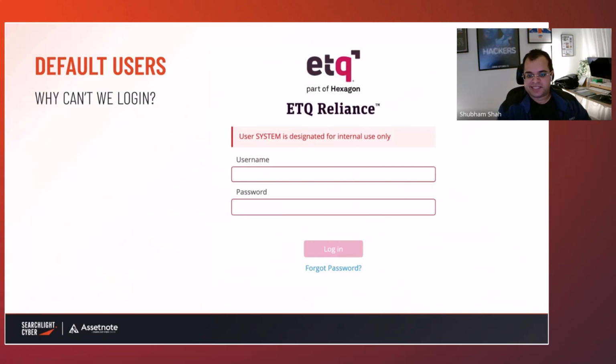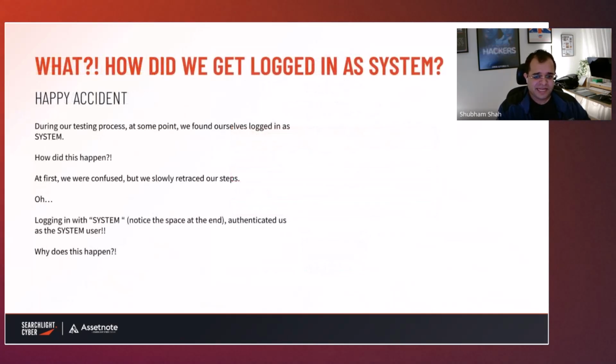So we found that when we tried to log in as a system user, just by using the username system with any sort of password, it would quickly pop back with an error message saying that the user system is designed for internal use only. This is quite an interesting error message. We kept poking at this. At some point, we realized that we accidentally got logged in as the system user. How did this happen? We were pretty confused.